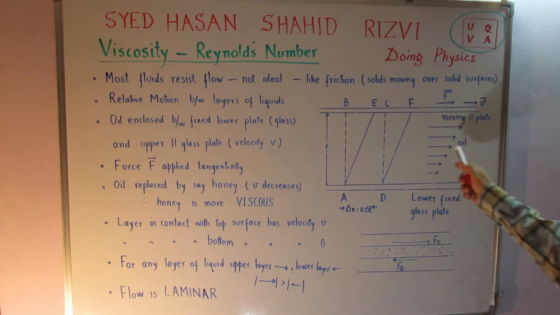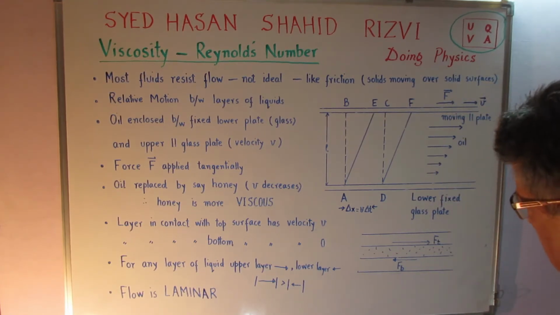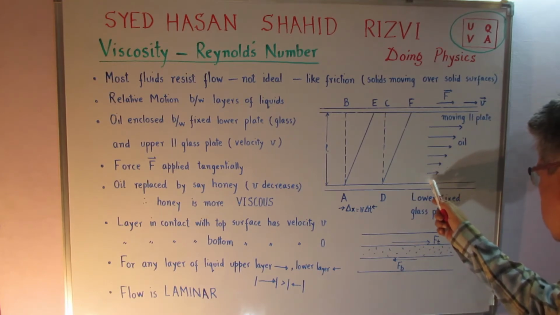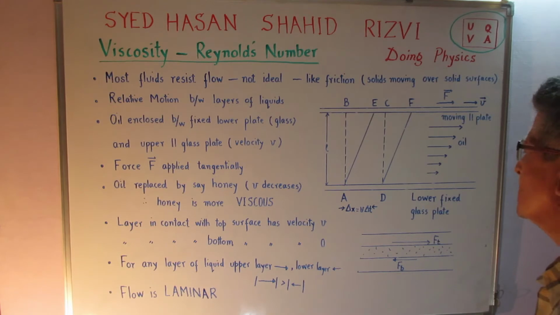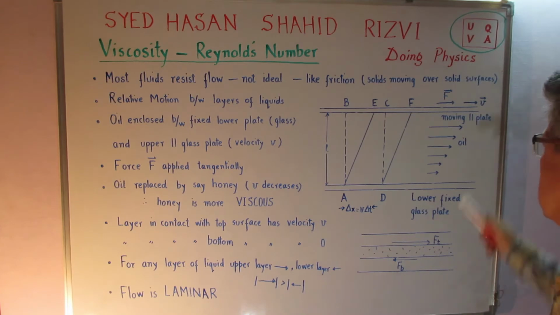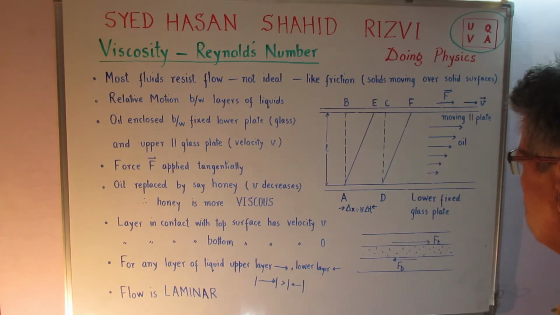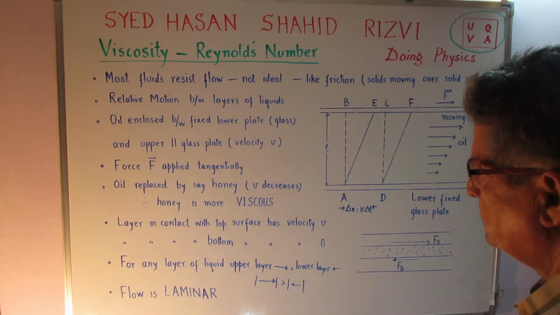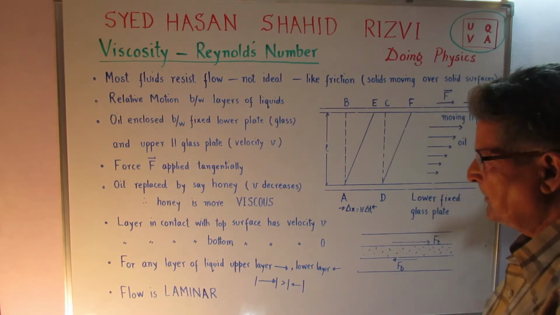I've shown you the velocity of the various layers. When the force is applied tangentially, the velocity over here in contact with the lower plate is equal to 0 because it is fixed, and the velocity in contact with the upper plate is v, that has been shown here. In between, the velocity drops down from v to 0, as has been shown by these arrowheads here. Okay, so now let us see what happens.